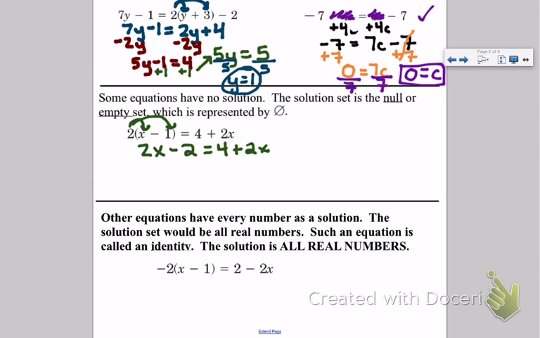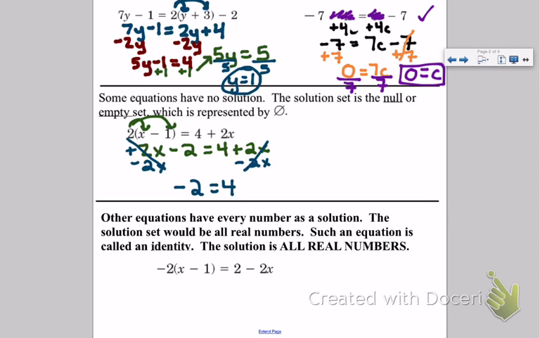If we want to move our variables, we need to get our x's on the same side. So because this is a positive 2x, I'm going to subtract. And we might start to see where a problem's going to arise. That's going to cancel out. But on the other side, it also cancels out. We're left with negative 2 equals 4.